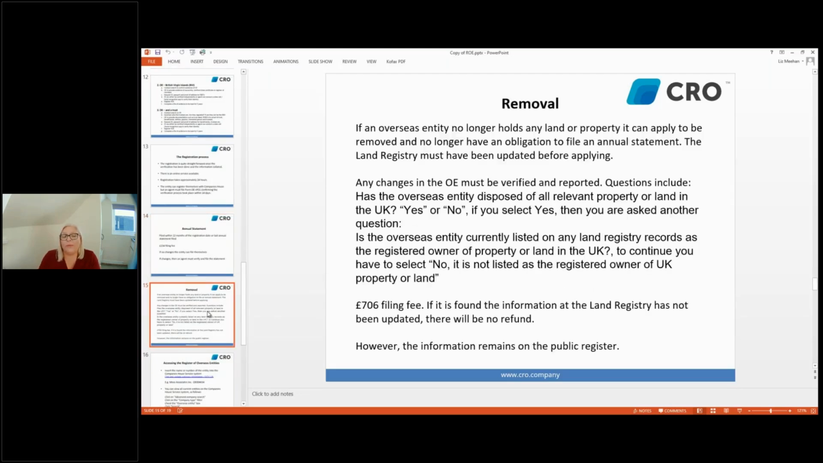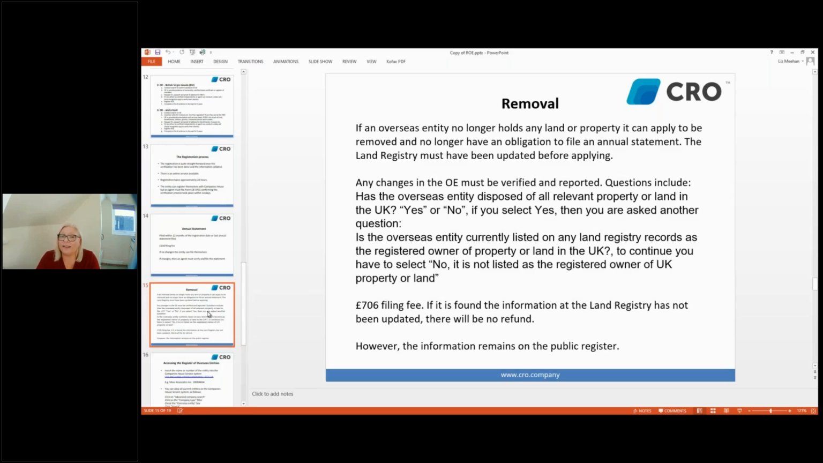This year as well, we've seen that an overseas entity can now be removed, and that's if they no longer hold any property or land in the UK. The one thing that I would say about this is it's really important before they apply for removal that they check that the Land Registry have updated their records.